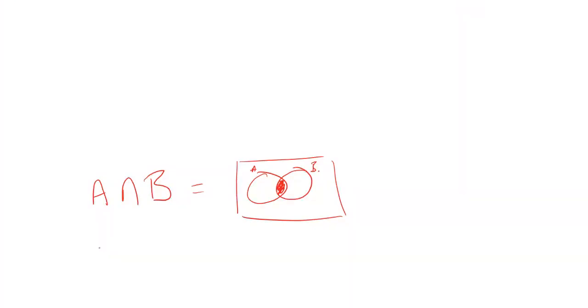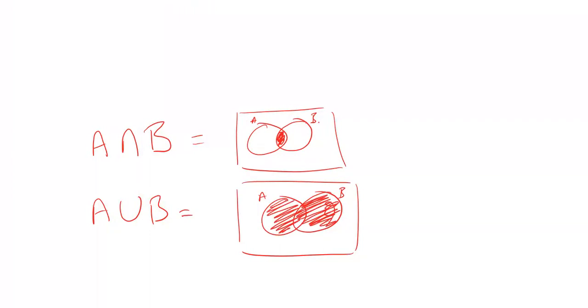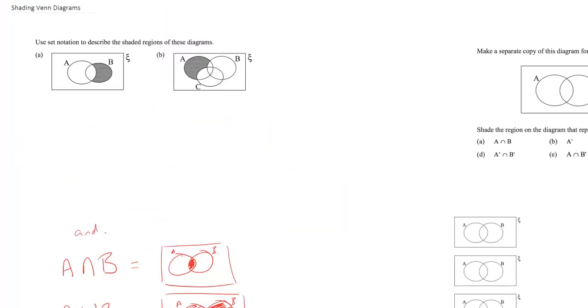And if I say A union B, it means or. Things that are in A or they're in B. So if I had A and B, the things that are in A or they're in B, well, everything in A and everything in B. So A union B is or, and A intersect B is and. Now we've got that understood, let's get on with some examples.